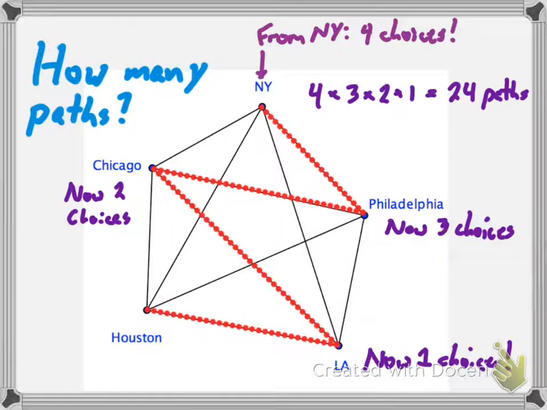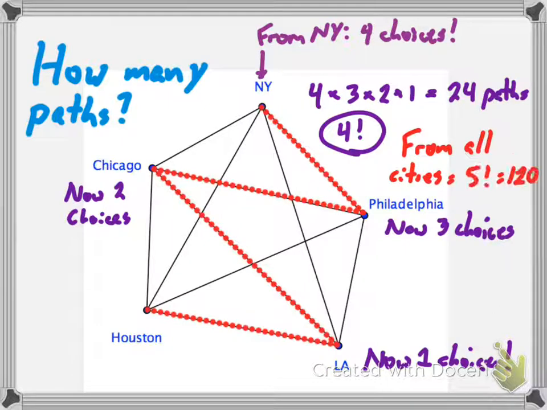Now here's an interesting problem. Since it's a complete graph and I have 5 different vertices, how many paths are there in all? If I start from Chicago or Houston or LA or Philadelphia, each of those is going to have 24 paths. So it's really 24 times 5. And by the way, that notation, 4 times 3 times 2 times 1, is known as factorial. You'll see that in class. I'll show you how to do that on your calculator. You'll see a little shortcut for multiplying consecutive digits in a row. So from all 5 cities, it's 5 factorial, or 120.